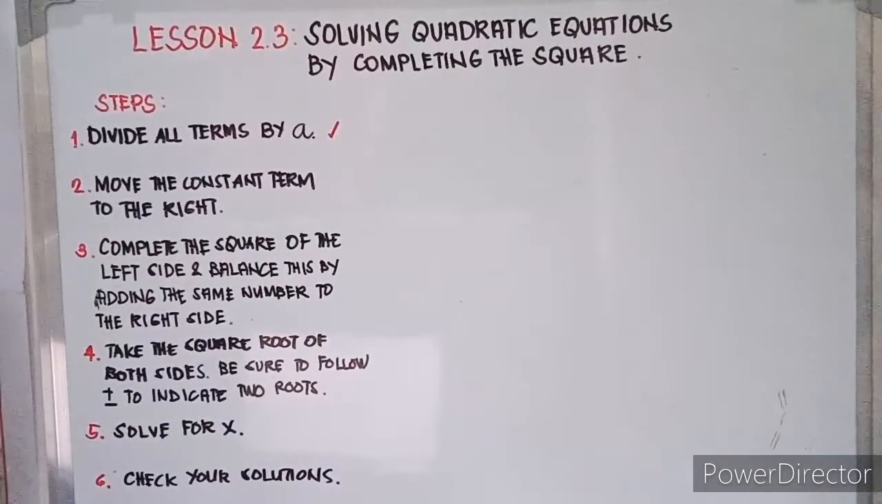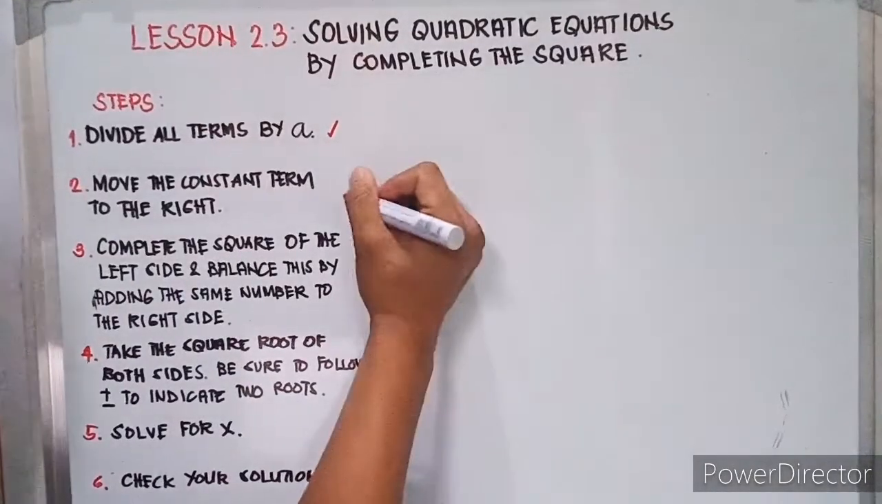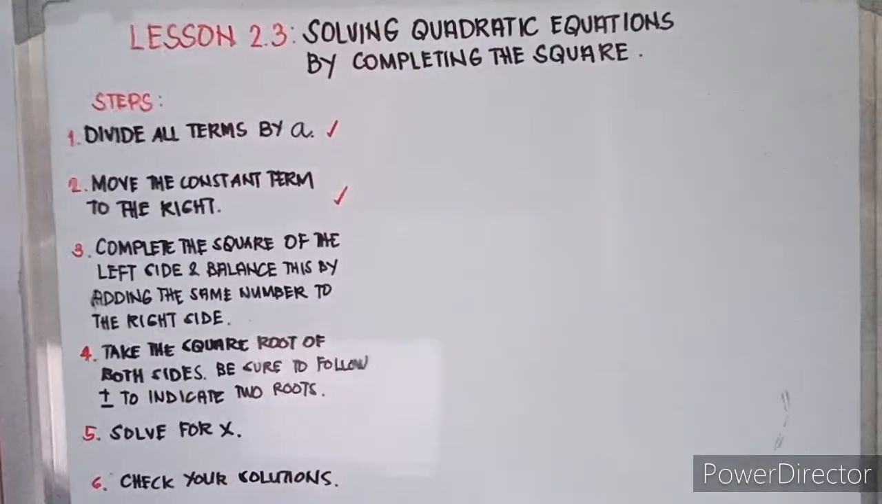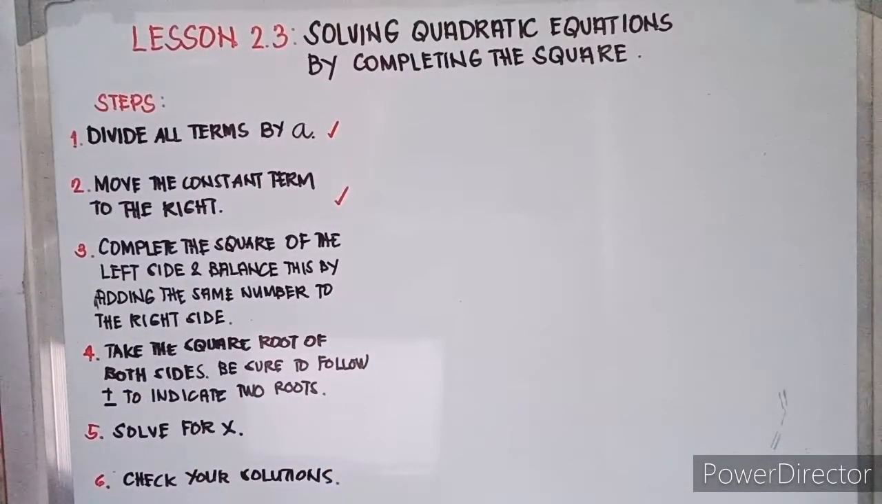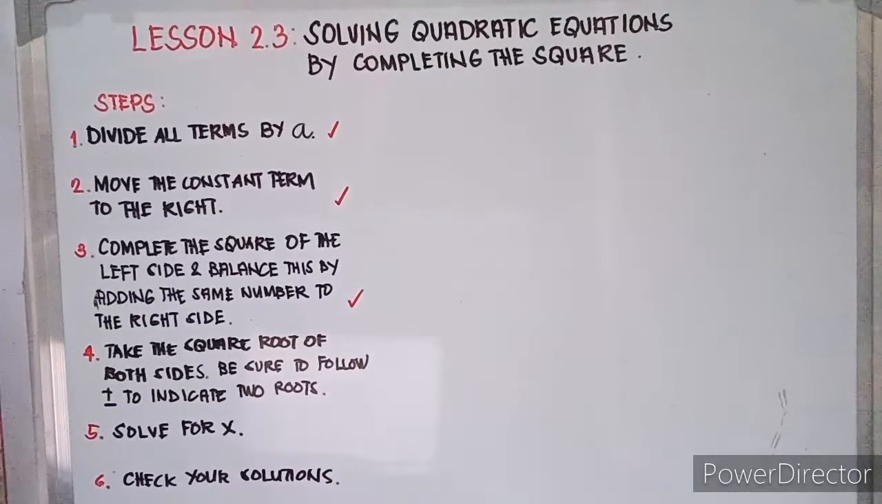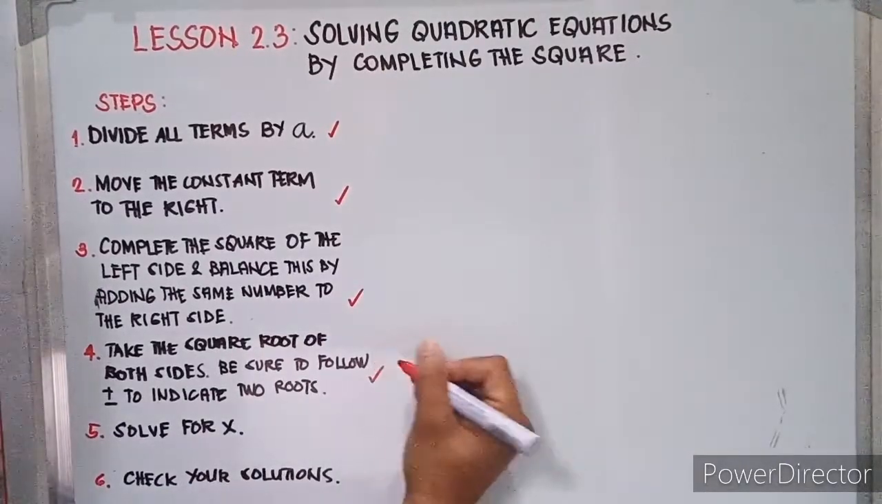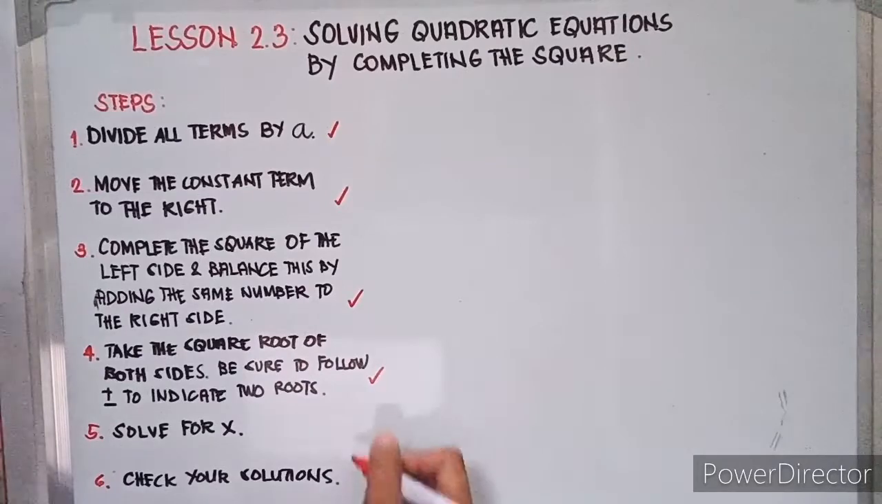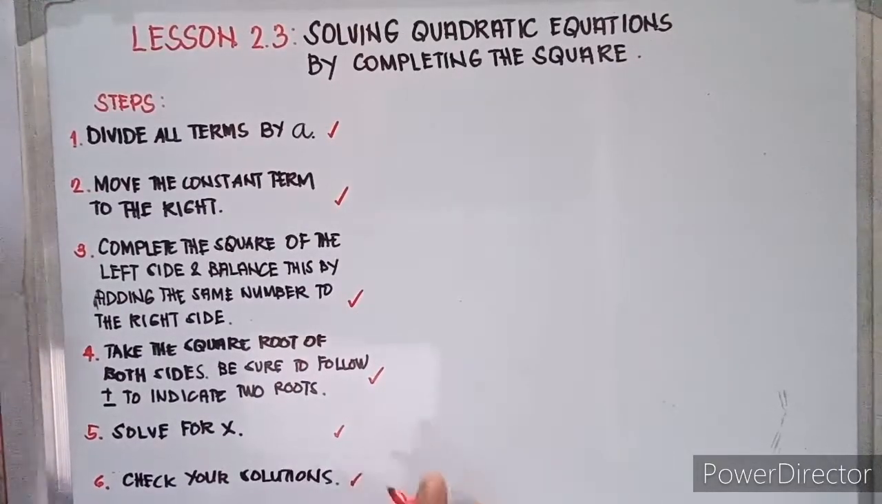Step 2, move the constant term to the right of the equation. Step 3, complete the square of the left side and balance this by adding the same number to the right side. Step 4, take the square root of both sides. Be sure to follow the positive negative to indicate the two roots. Step 5, solve for x and check your solutions.